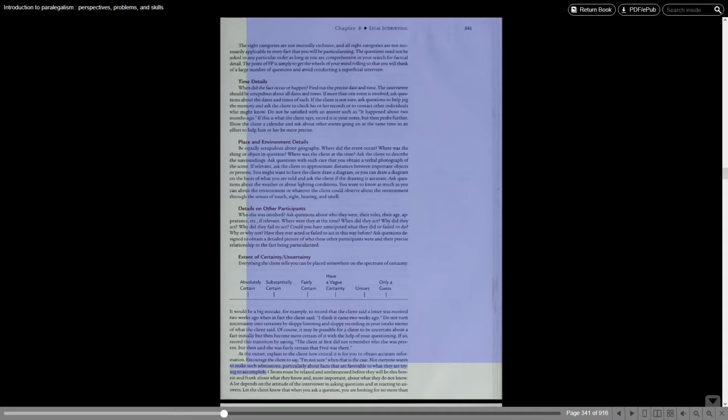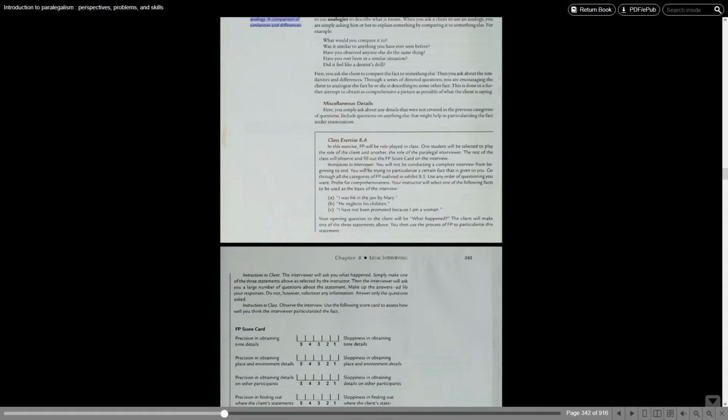Not everyone wants to make such admissions, particularly about facts that are favorable to what they are trying to accomplish. Clients must be relaxed and unthreatened before they will be this honest and frank about what they know, and more important, about what they do not know. A lot depends on the attitude of the interviewer in asking questions and in reacting to answers. Let the client know that, when you ask a question, you are looking for no more than the best of his or her recollection.